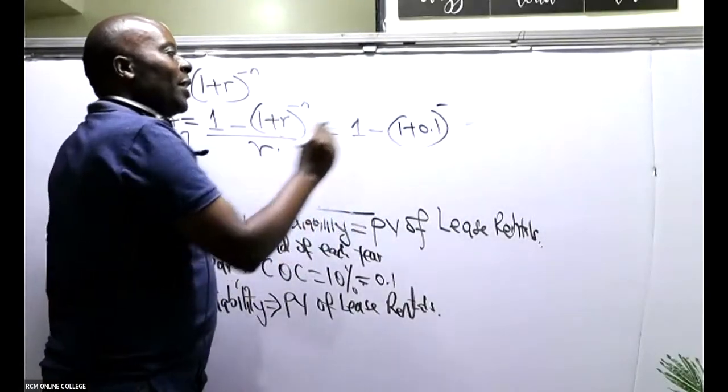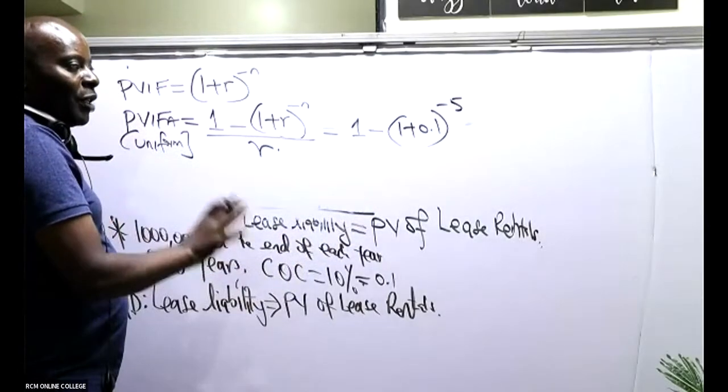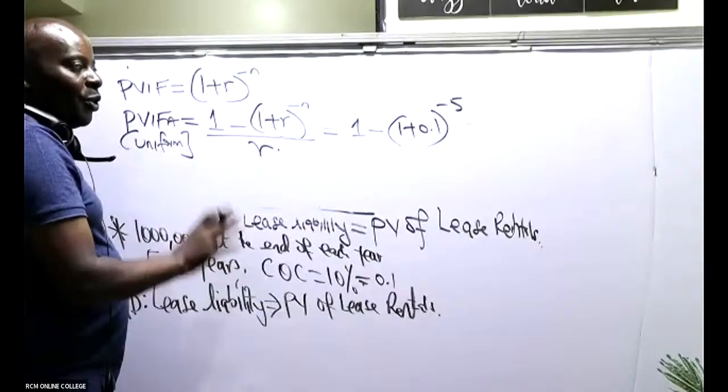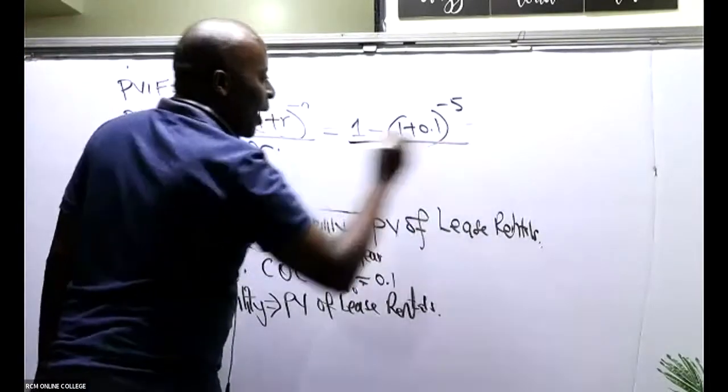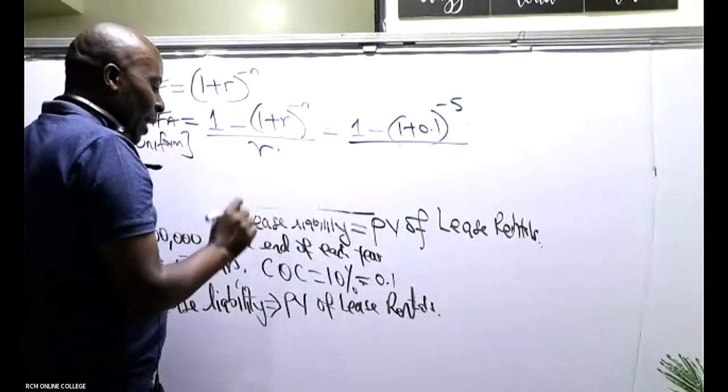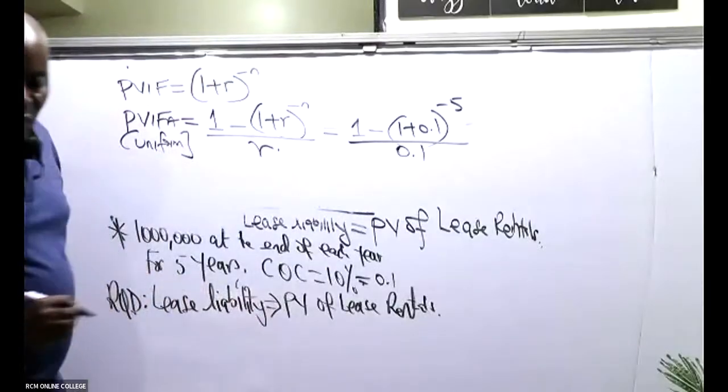So then this will be 1 plus 0.1 raised to the number of years. Number of years in this case, there are how many? This is a lease of 5 years. We're going to enjoy this for 5 years. And then we shall divide everything by our R, where our R in this case is 0.1.